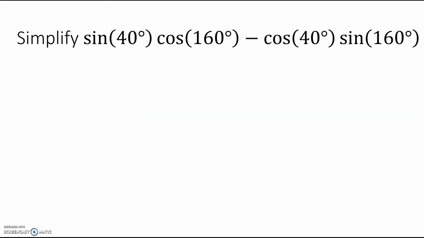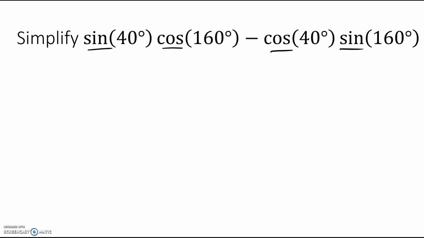Okay, now they're asking us to simplify this expression. Now look at this and see which sum or difference identity this goes along with, either sine, cosine, or tangent. Now since it doesn't have any fractions, it's not tangent. And notice we've got a sine and then a cosine, and then a cosine and then a sine. So they're not the same on both sides, they alternate. So this has got to be sine.